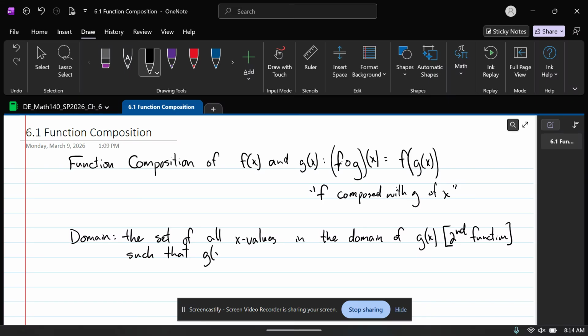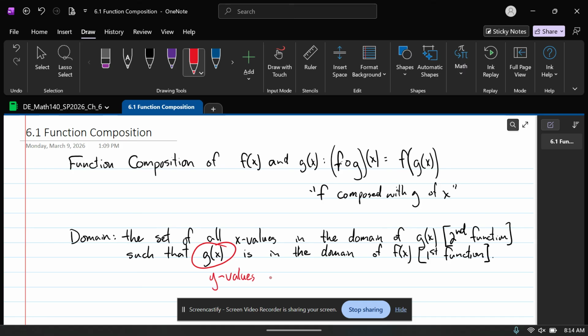such that G of X is in the domain of f of x, the first function listed. That G of x right there represents the y values from the second function. That's what that G of x represents.